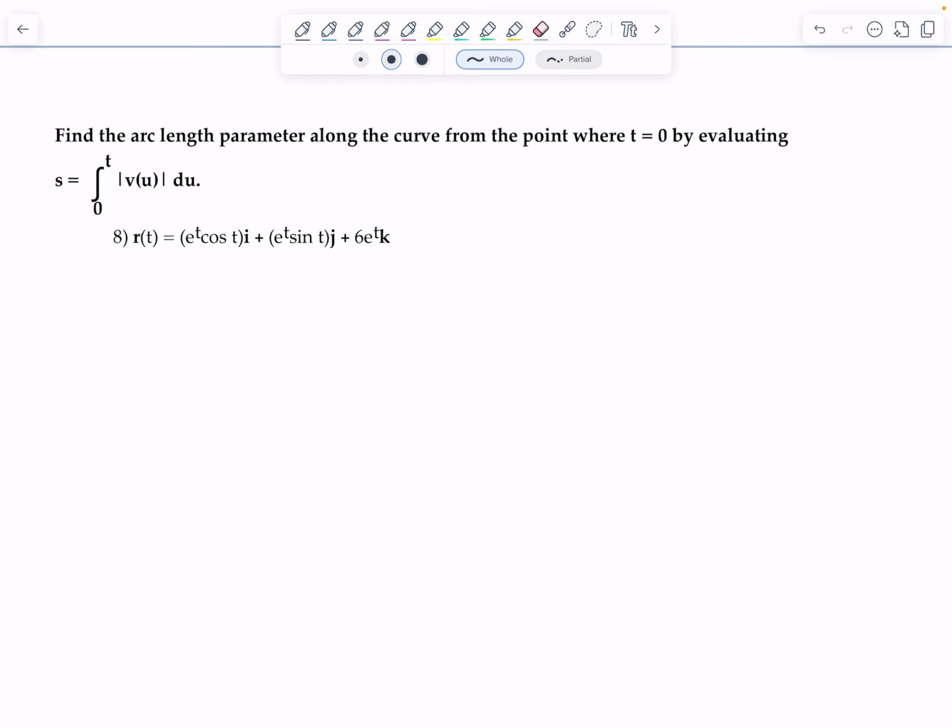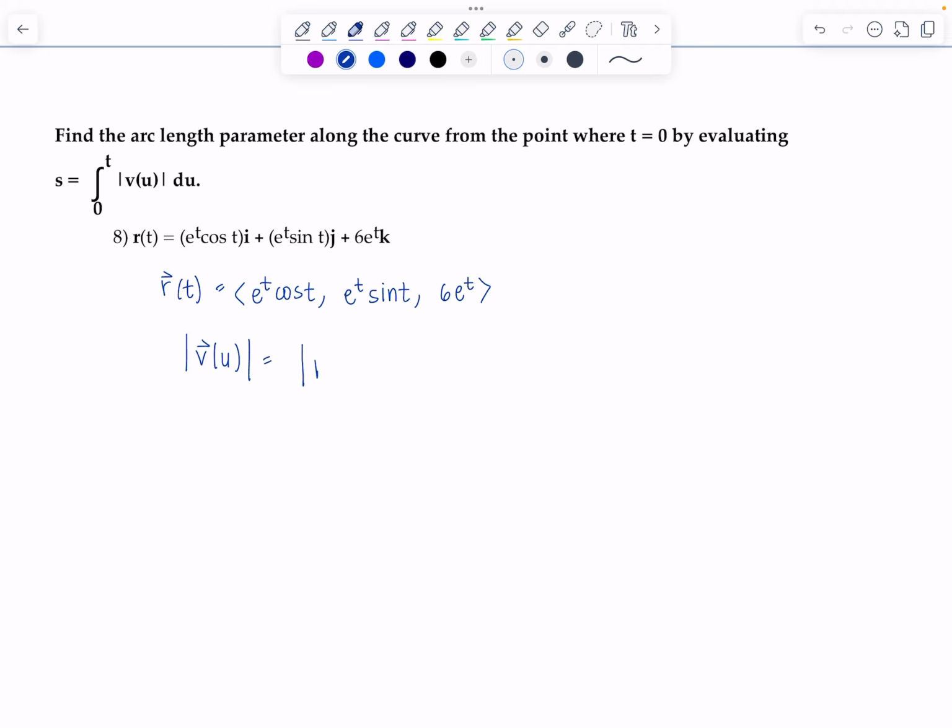It's serious business. Find the arc length parameter along the curve from the point where t equals 0 by evaluating the integral from 0 to t of the magnitude of v of u du. So here's our vector valued function r of t with components e to the t cosine t, e to the t sine t, and 6e to the t. So we know the magnitude of v of u is the magnitude of r prime of u. So that's what we're going to have to find.